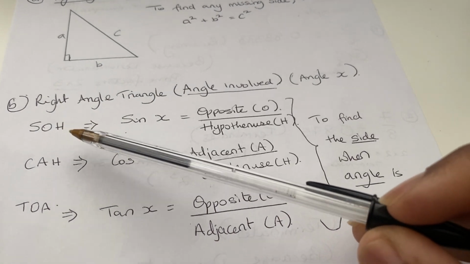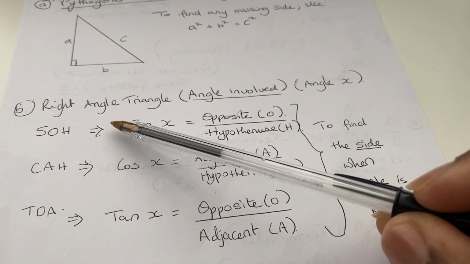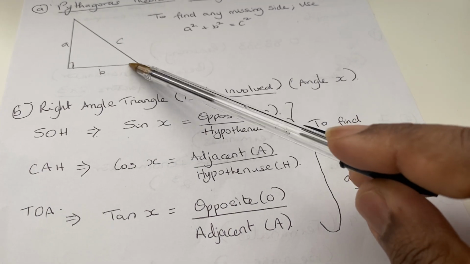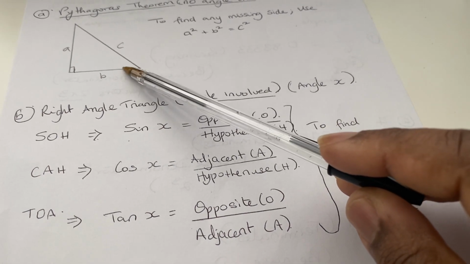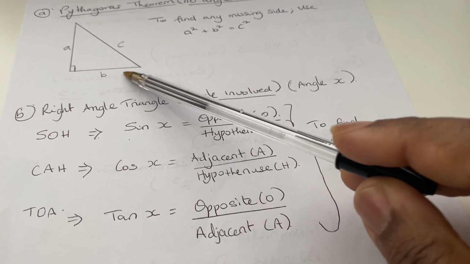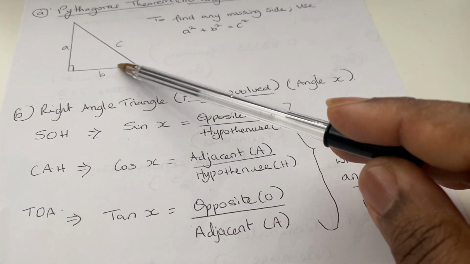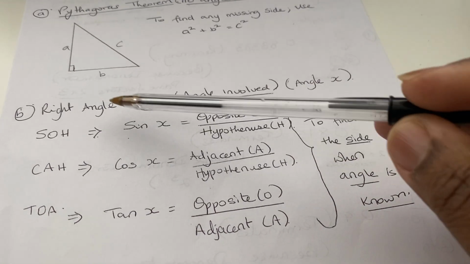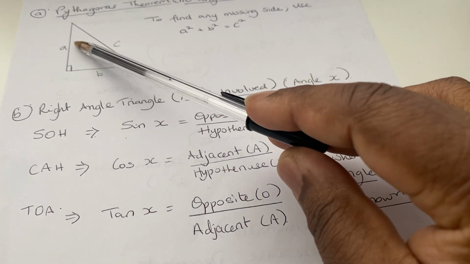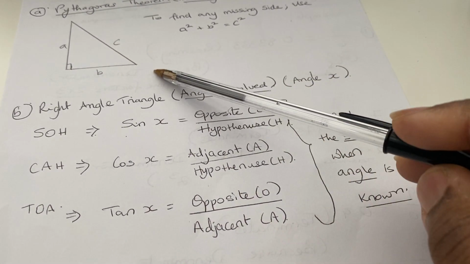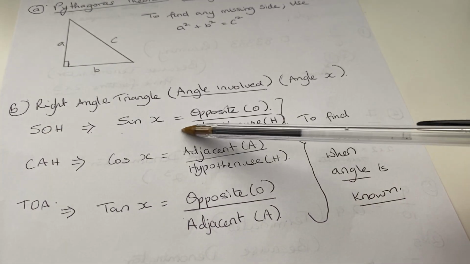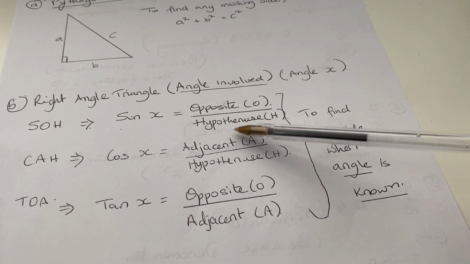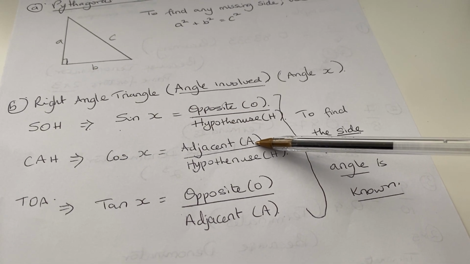So assuming you have a right angle triangle and you know an angle, you can find that angle. For instance, if the angle is here, you can find the sine of the angle by using the opposite over the hypotenuse. So you use sine of the angle if you know the opposite and the hypotenuse length.